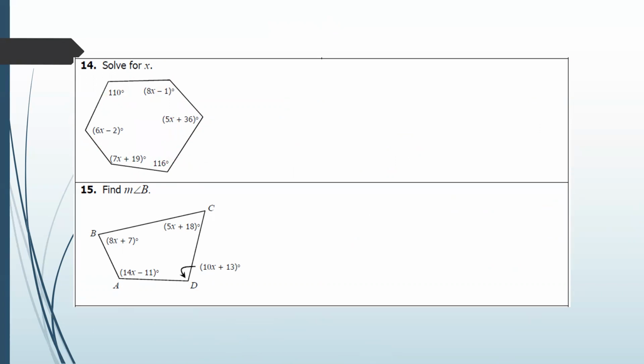First, we need to know n. Okay, so how many sides does it have, or how many angles does it have? 1, 2, 3, 4, 5, 6. 6. This is a hexagon. This is an irregular hexagon.